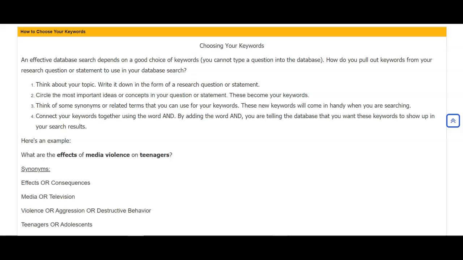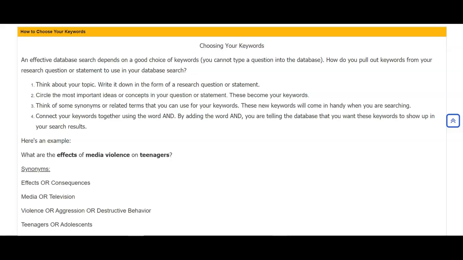So how do you do that? Honestly, the easiest thing to do is to start out and even for 30 seconds, think of everything you know about your topic. Once you kind of look at that and you figure out exactly where you're going, you want to write your topic in the form of a research question or a statement.